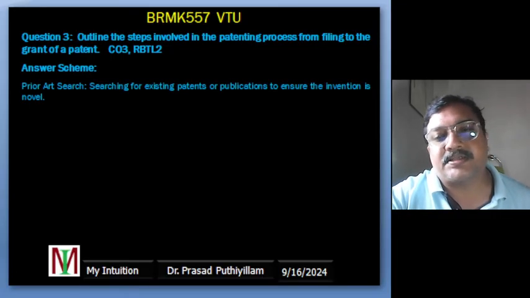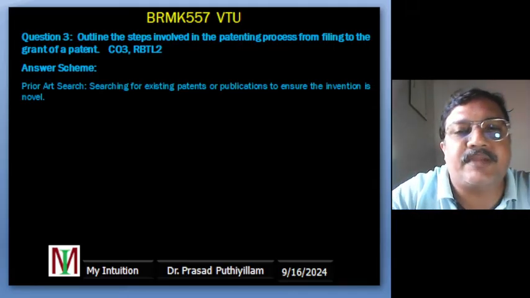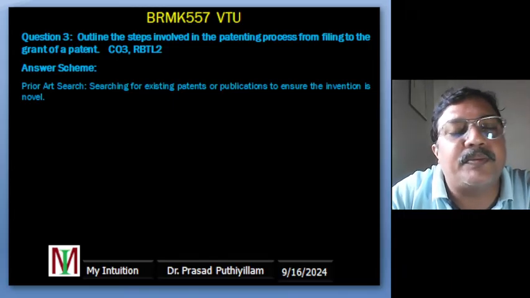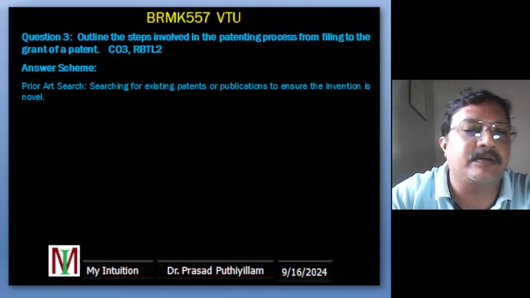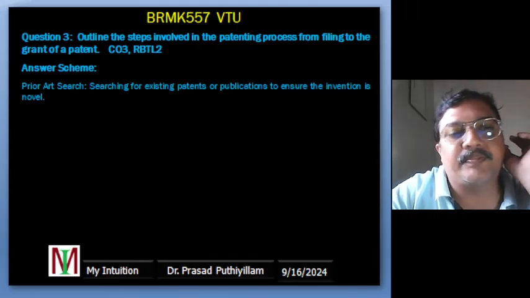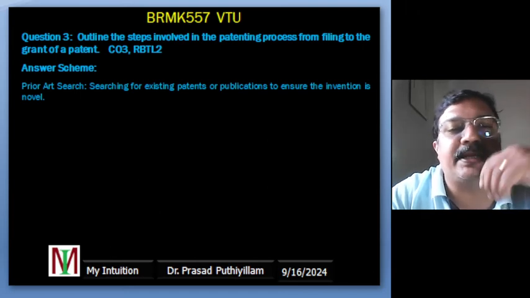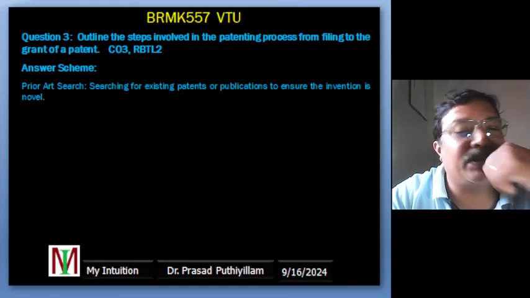Prior art search, that is searching for existing patents or publications to ensure the invention is new or novel. Before we try to patent something, we need to check if someone else has already made or published the same thing. So this search helps to see if the idea is truly new, called novel.